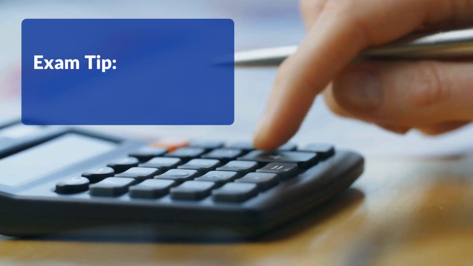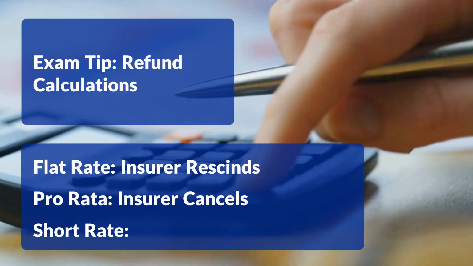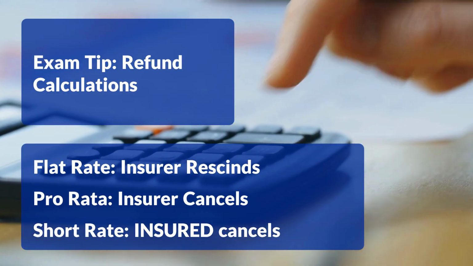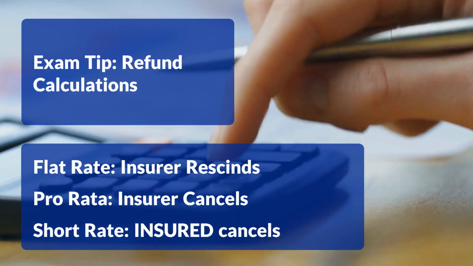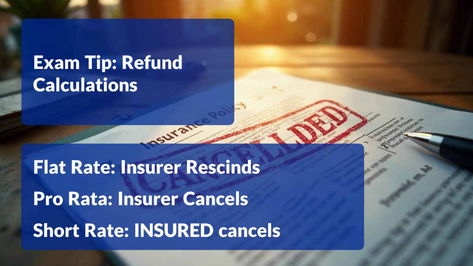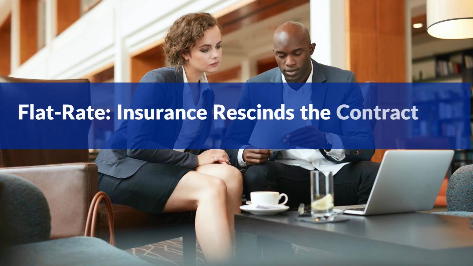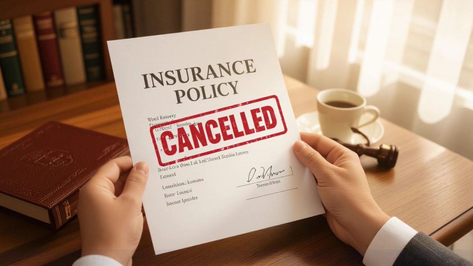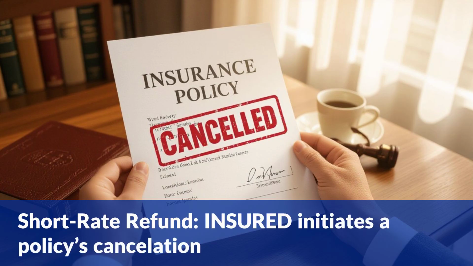Exam tip: make sure you understand the difference between pro rata, short rate, and flat rate refunds of unearned premium, as well as under which circumstances each one is used to calculate the amount of an insured's refund in the event of policy cancellation. If the insurance contract is rescinded, then the insurer must issue a flat rate refund. When the insurance company cancels a policy, the insured receives a pro rata refund. If an insured initiates a policy's cancellation, then the insurer is only required to pay a short rate refund.